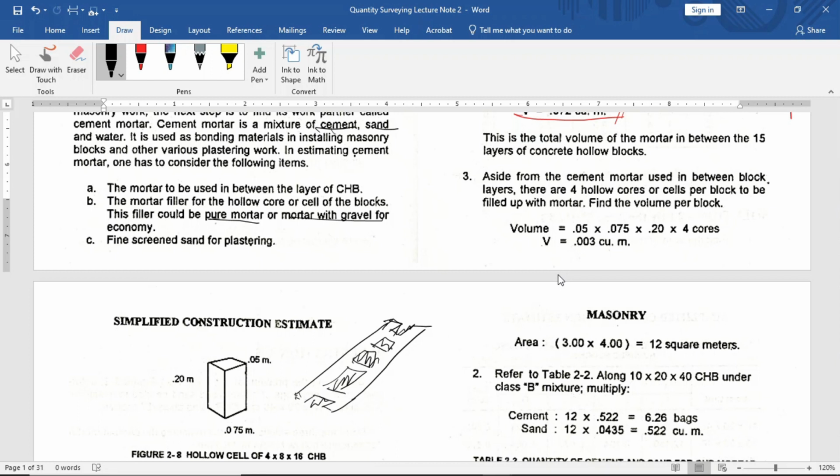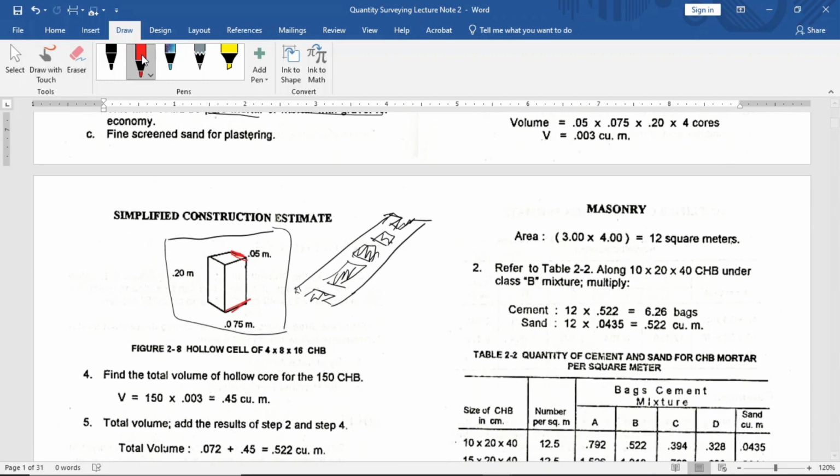So, ito yung dimension ng isang hollow cell. 0.2 meters ang height. Hindi naman nagbabago yan kasi yan yung height ng hollow block natin. Ang width is 0.75 meters. Ang thickness is 0.5 meters. So, paano ba yan? Ganito yan. Kung typical lang yan para sa 4 by 8 by 16 CHB.